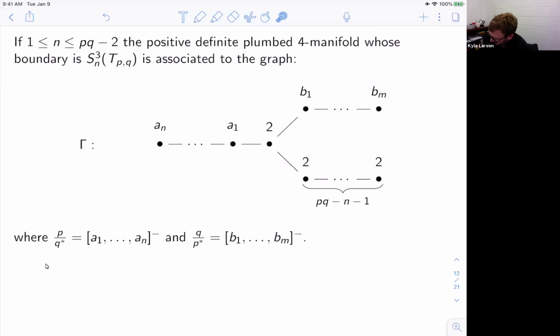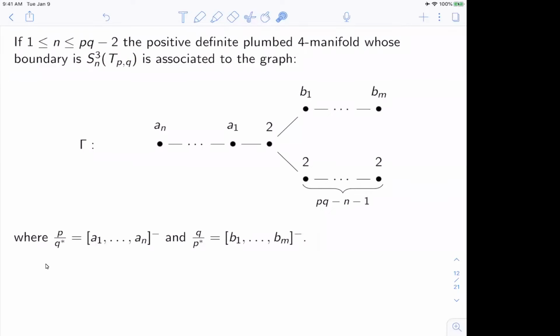If you recall, these surgeries break up into 3 cases depending on the surgery coefficient. When n is equal to PQ, this is a sum of lens spaces. When n is PQ plus or minus 1, this is a lens space surgery. Remember, both of those cases were covered by Lisca. Lisca has a complete classification of which lens spaces and which sums of lens spaces bound rational homology balls.